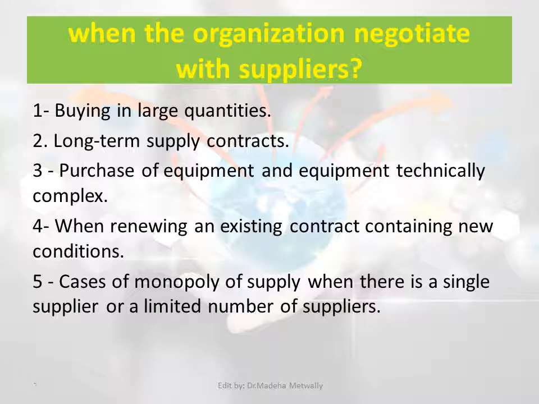When does the organization negotiate, or why does the organization negotiate with the supplier? The organization negotiates with suppliers in cases of buying in large quantity, long-term supply contracts, purchase of equipment, when renewing an existing contract or contracting new conditions, and in case of monopoly of supply, when there is a single supplier or a limited number of suppliers.